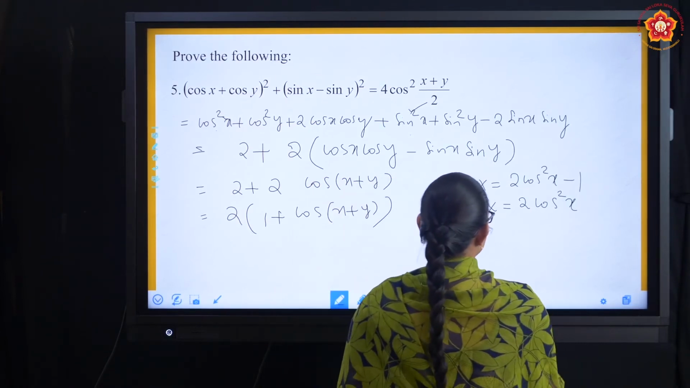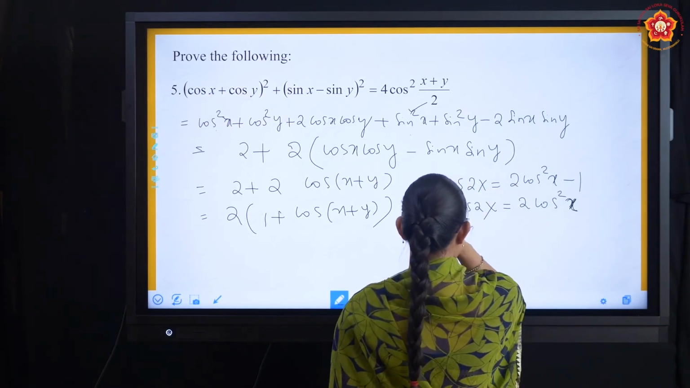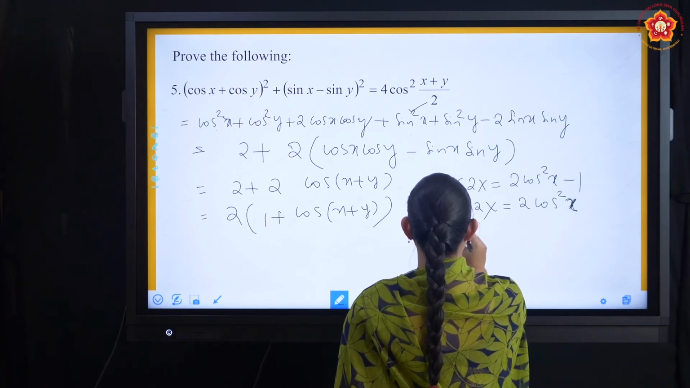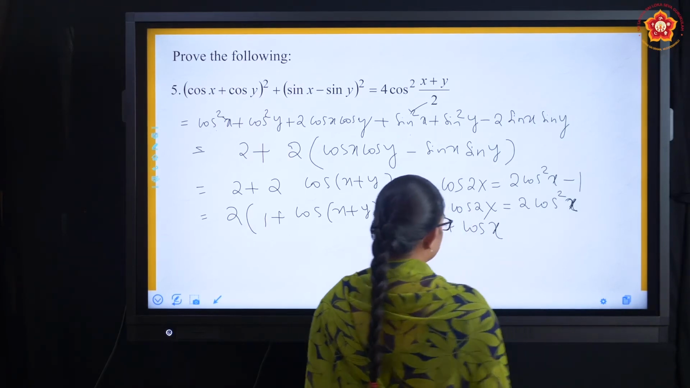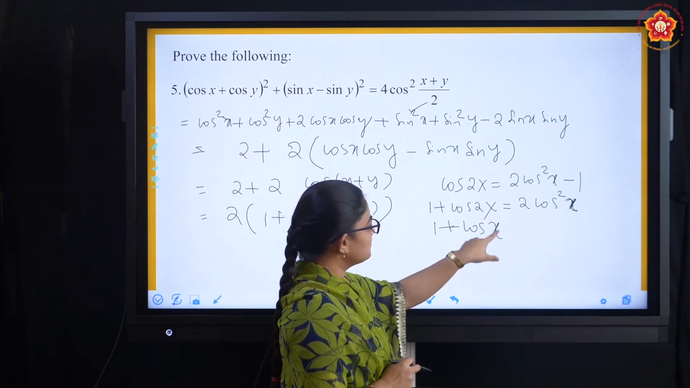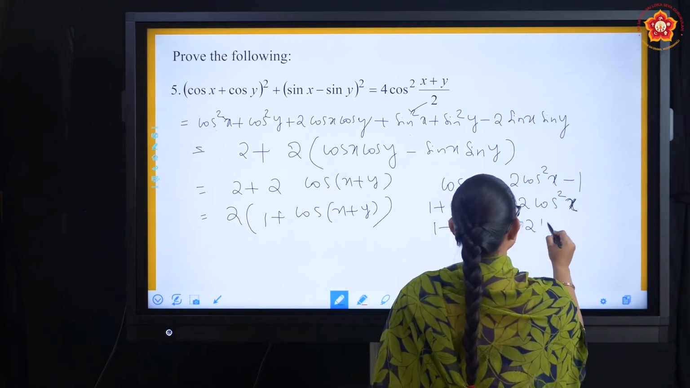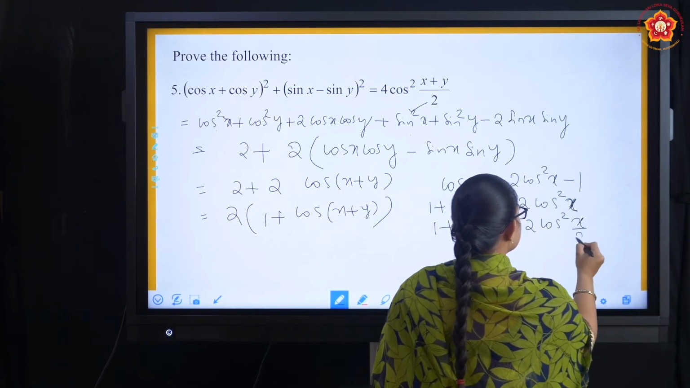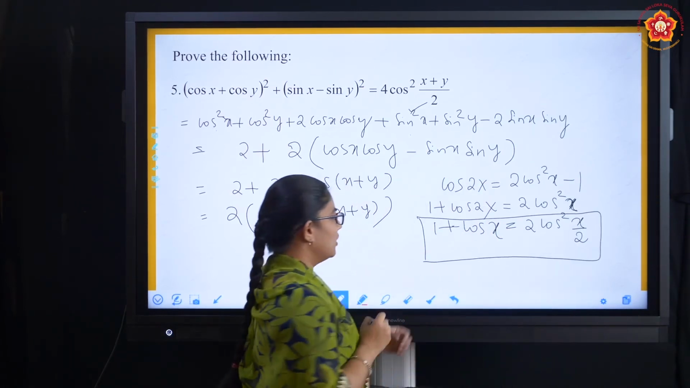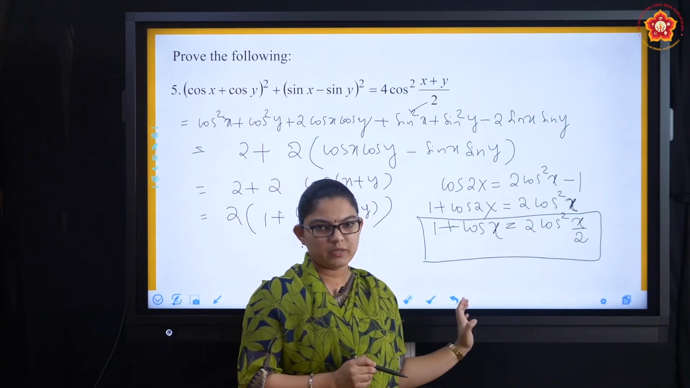Now just substitute. So 2 cos square x. Now just substitute in place of x as x by 2. So then what happens? 1 plus cos x, right? If I substitute in place of x as x by 2, I have 2 into x by 2, that is x. So 1 plus cos x is nothing but 2 cos square x by 2. So now we are going to use this formula.